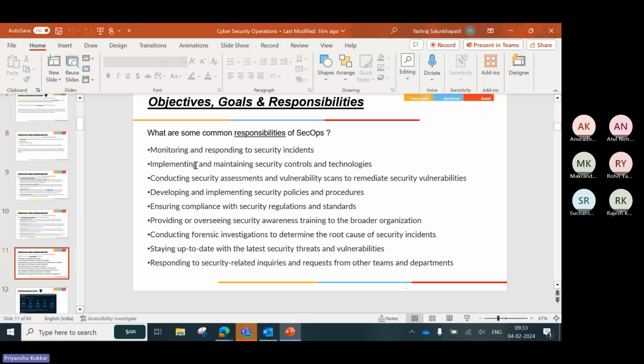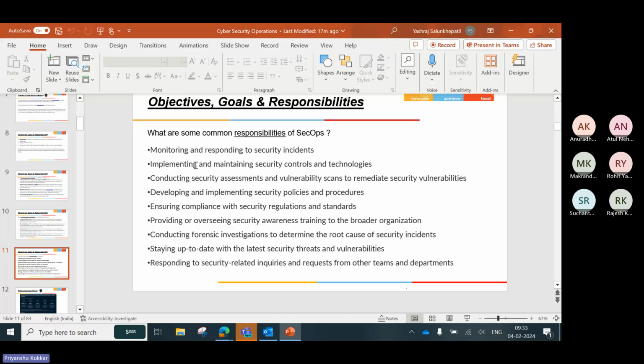Conducting security assessments and vulnerability scans is also pretty straightforward. You have to continuously assess your company environment's security posture. Make sure that you're not using old machines or old versions of applications, and that everybody has only the required access, the RBAC role part, and so on. Developing and implementing security policies and procedures. This would more align with the ones that are set internationally.